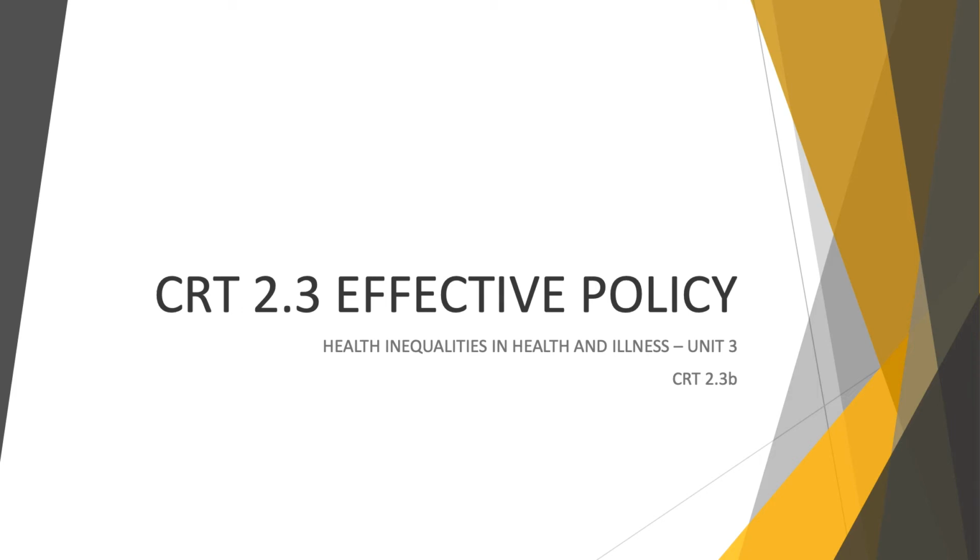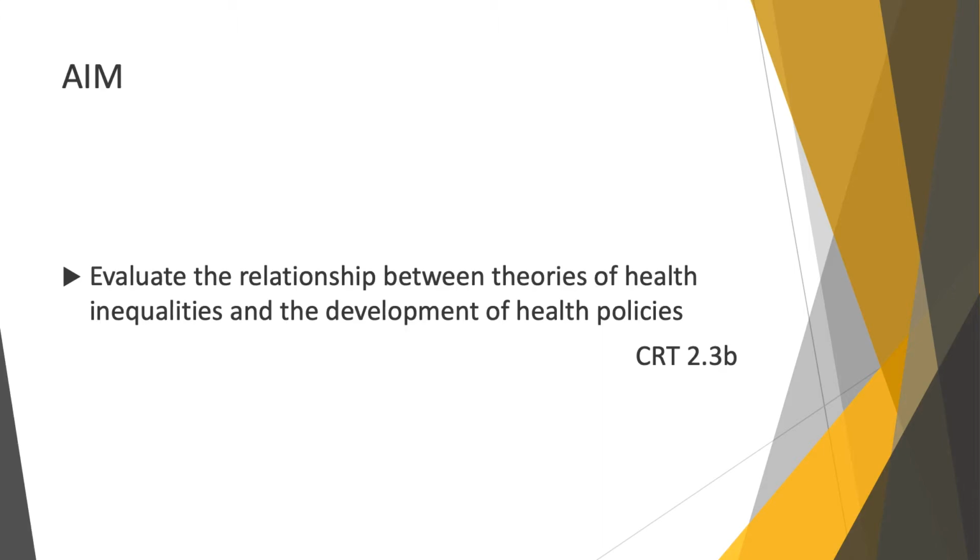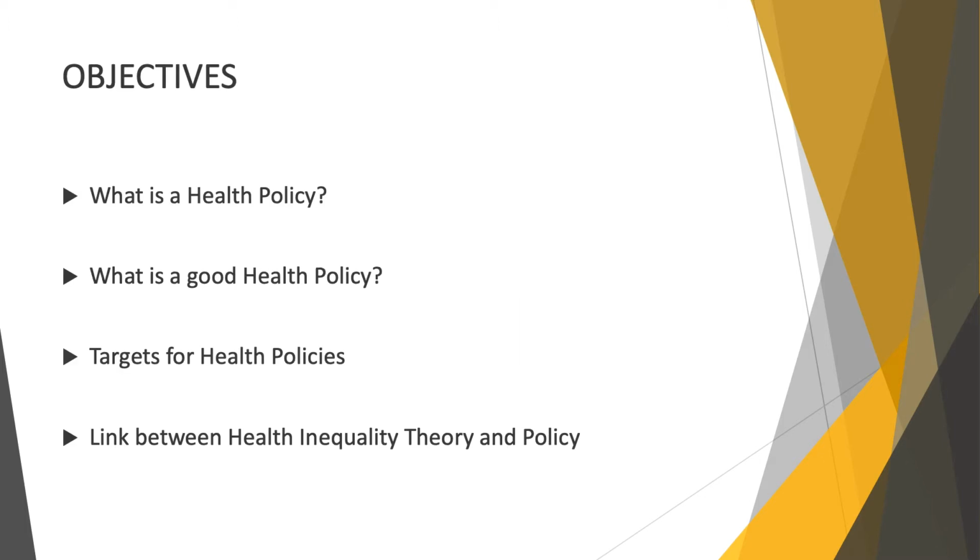Okay, so now we're going to be looking at the second part of your criteria 2.3, which is around policy, or in this case, effective policy. So the aim is to evaluate the relationship between the three theories that we've just looked at and the development of health policies. So we're going to start by asking the question, what is health policy?